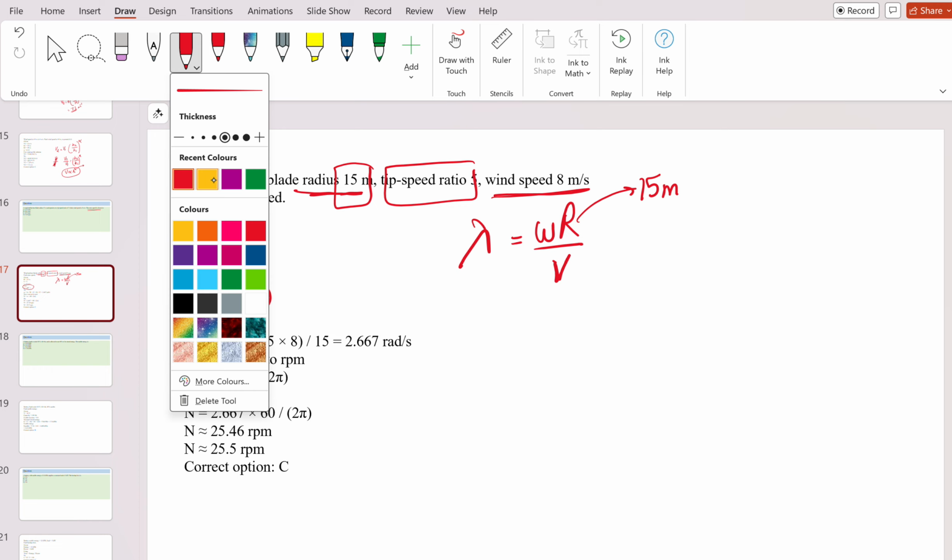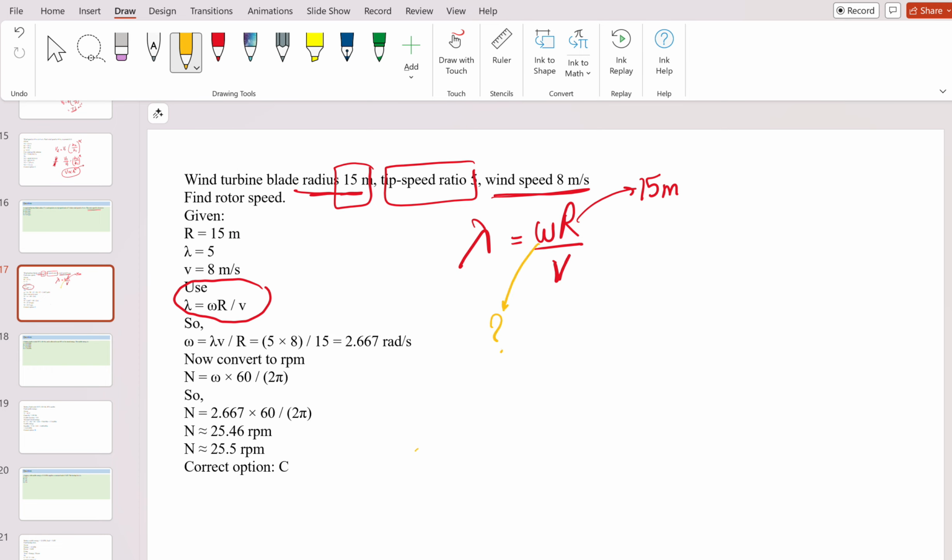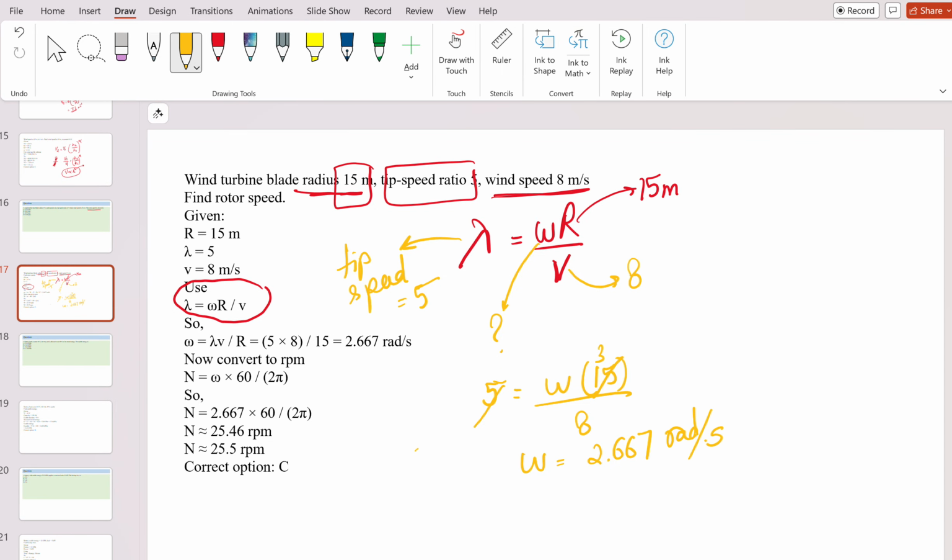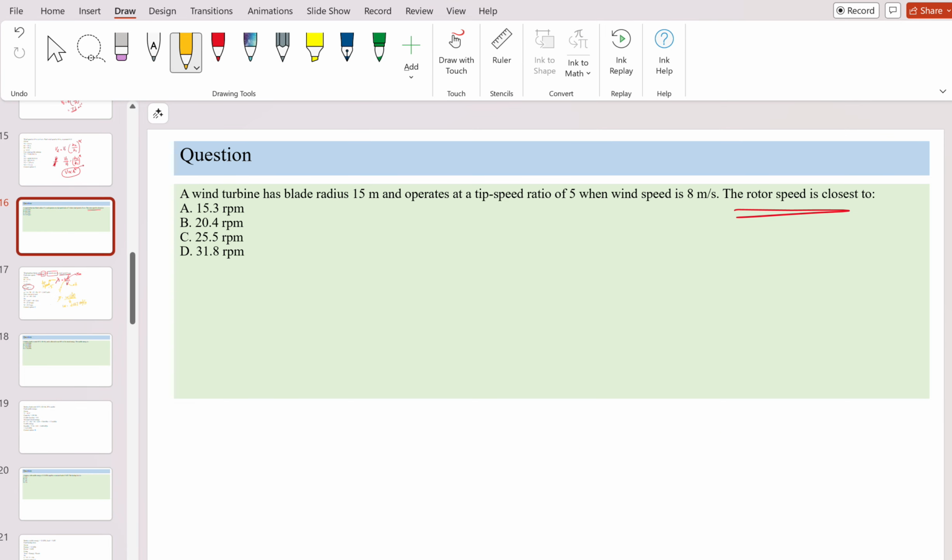So the rotor speed you can find out. Lambda is basically 5, that is the tip speed ratio, and the velocity is given as 8. Just put the values: 5 is equal to omega times 15 divided by 8. Omega is equal to 5 times 8 divided by 15, which will come out to be 2.667 radian per second.